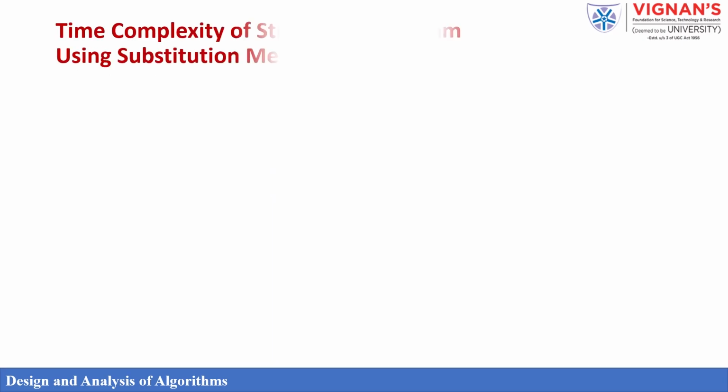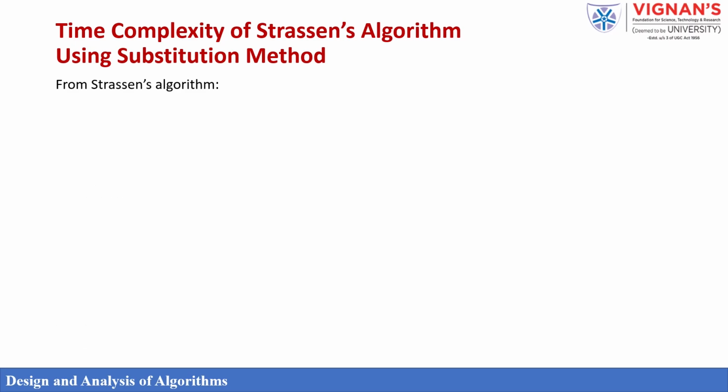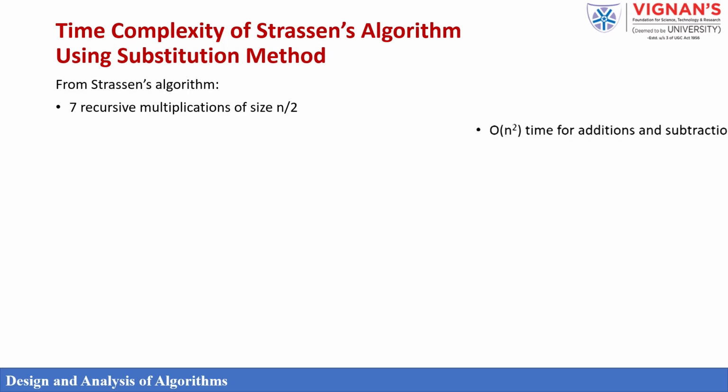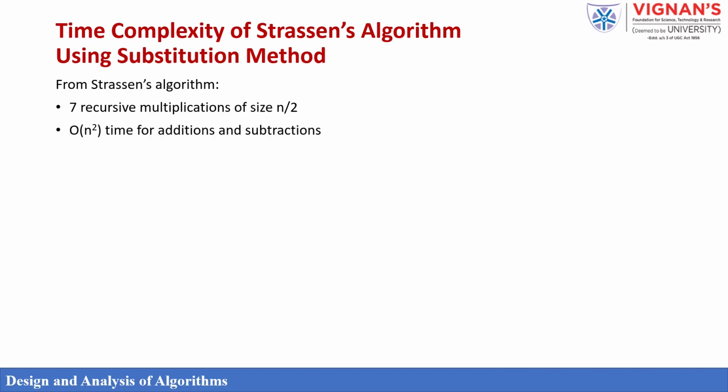Now let us analyze the time complexity of Strassen's algorithm using the substitution method. From Strassen's algorithm, we observe 2 important points. First, at each step, the algorithm performs 7 recursive matrix multiplications, each of size n by 2. Second, the additions and subtractions of matrices take order of n square time. So, the recurrence relation is written as T of n equals 7 into T of n by 2 plus C into n square, where C is a constant.